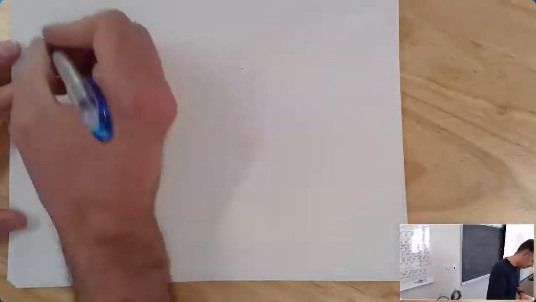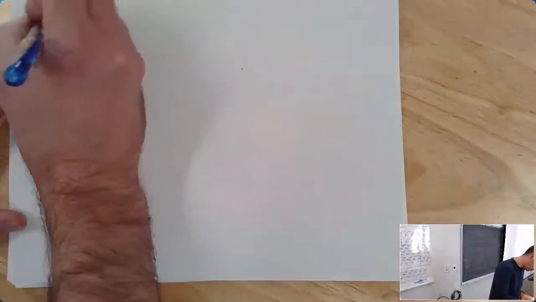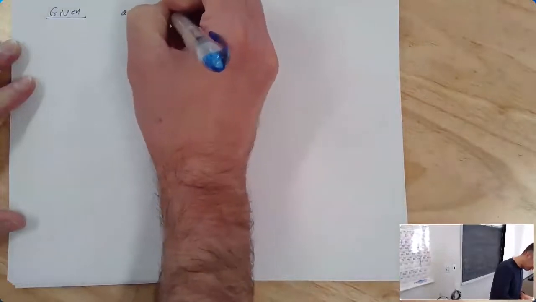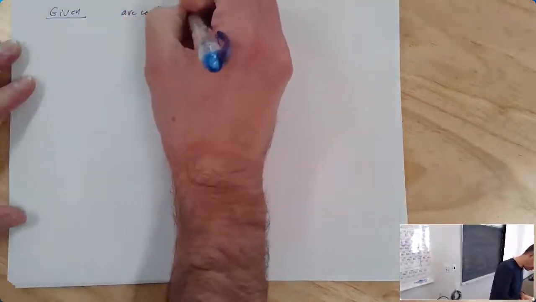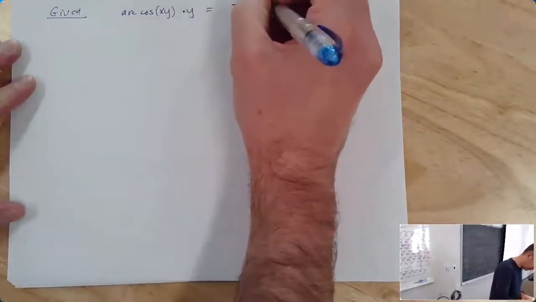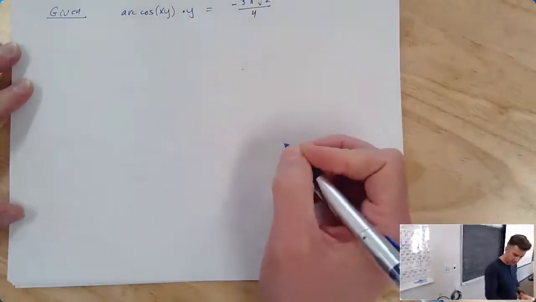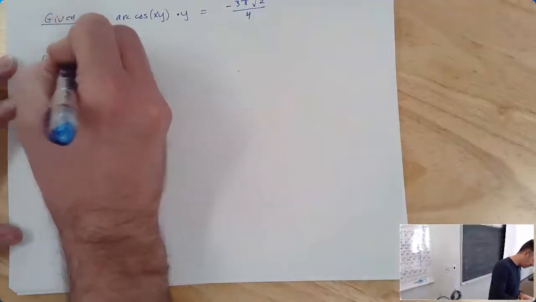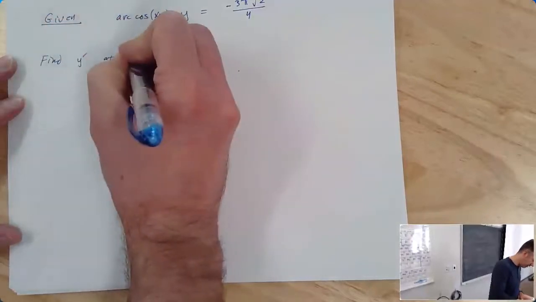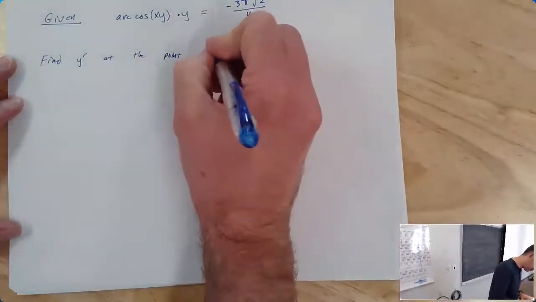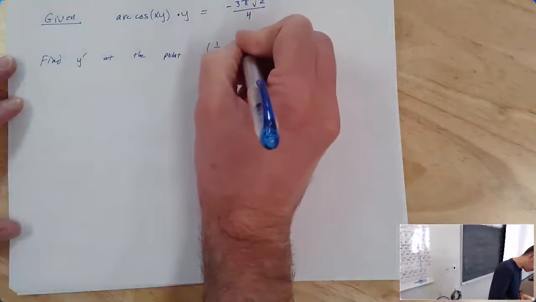It's not that gross. We're given the arc cosine, or the inverse cosine, of x y times y is equal to negative 3 pi square root of 2 over 4 at the point, and we want to find y prime at the point 1/2 comma negative root 2.